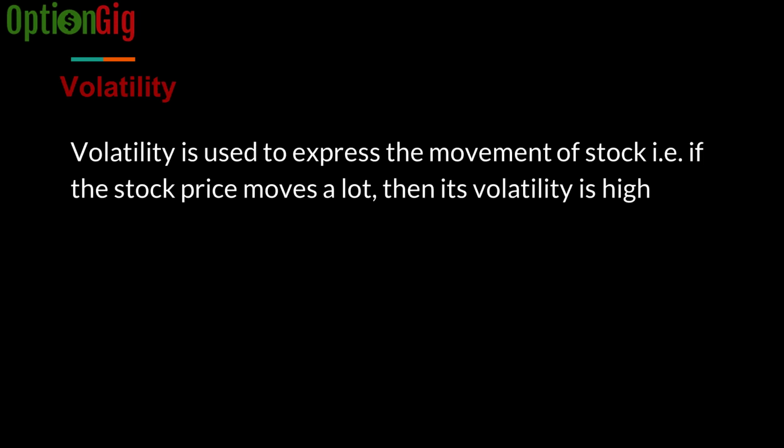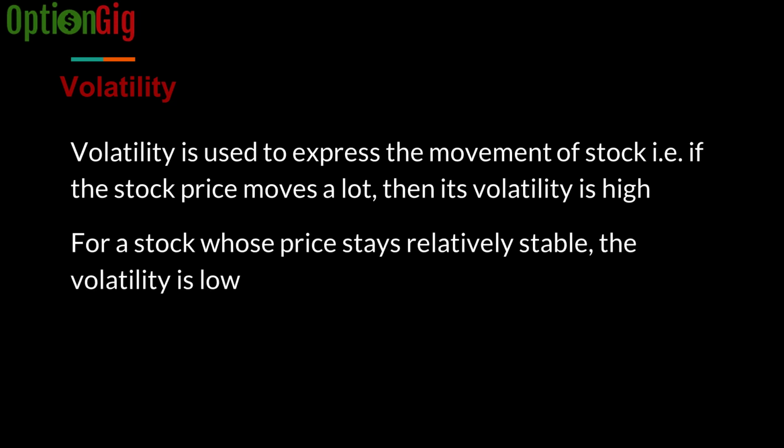Okay, what is volatility? Volatility is a term that is used to express the amount of movement in the stock. For example, if the stock price moves a lot, then its volatility is high. If the stock is relatively stable, then the volatility is considered to be low.